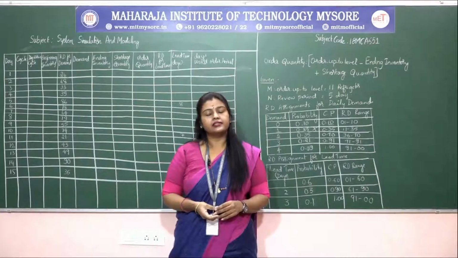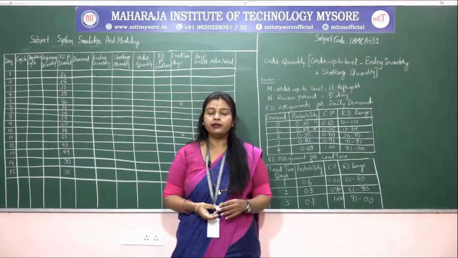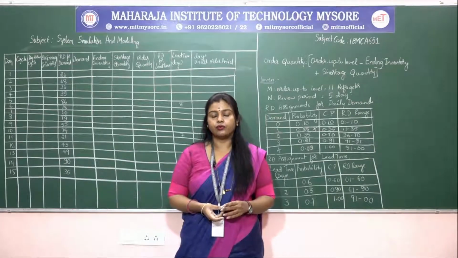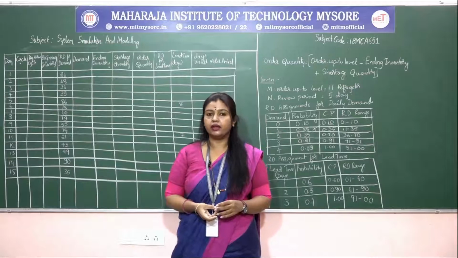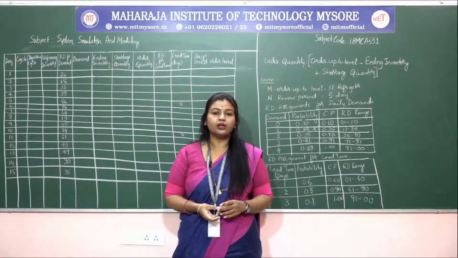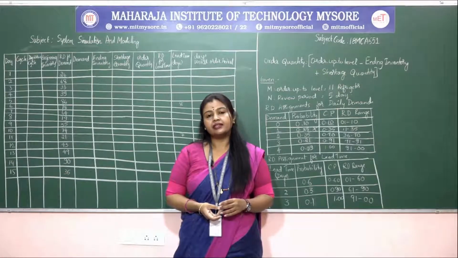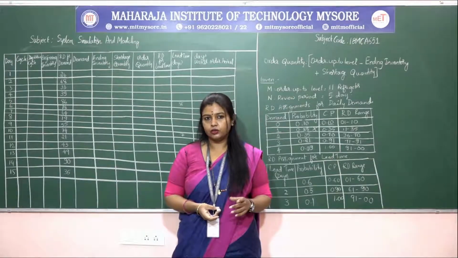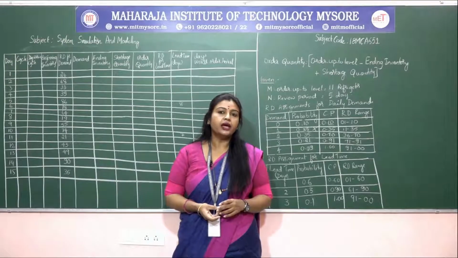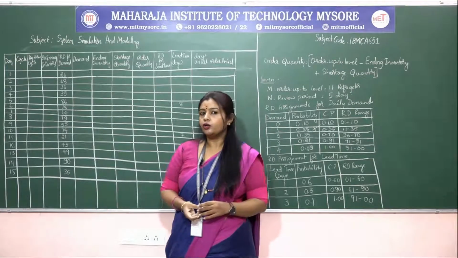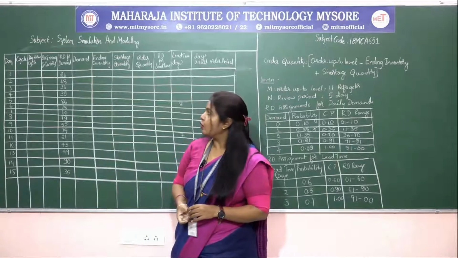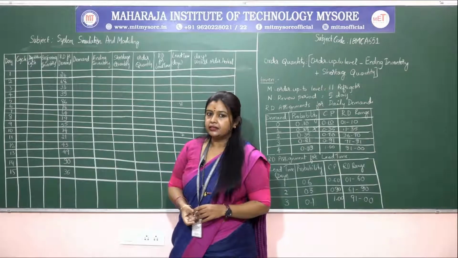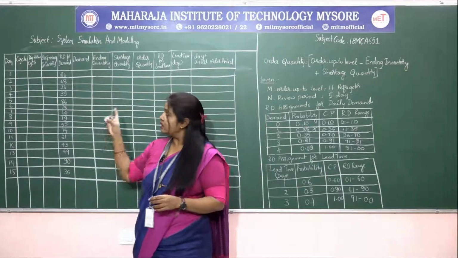Okay, let us simulate for 15 days for the refrigerator. The order up to level is 11 and the review period is 5 days. So on the 5th day the stock has to be verified. In order to simulate we have columns like days, the cycles, and days within a cycle.